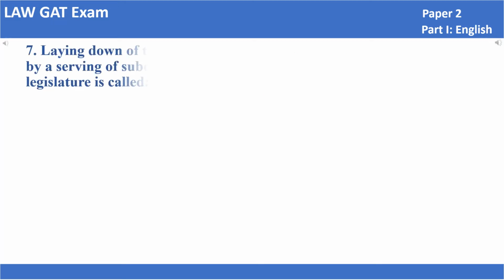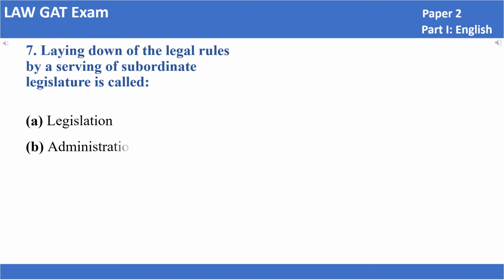Laying down of the legal rules by a subordinate legislator is called option A, legislation, option B, administration, option C, implementation, or option D, none of these. The correct answer is option D, none of these.